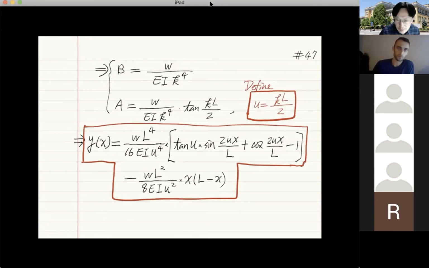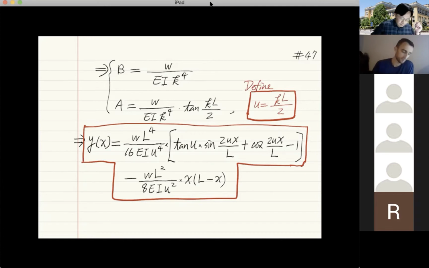So there are two terms in the expression of y of x. The first one is this coefficient WL to the fourth over 16 EI u to the fourth, times the square bracket, minus WL squared over 8 EI u squared times x times (L minus x). These two parts constitute the expression of y of x.